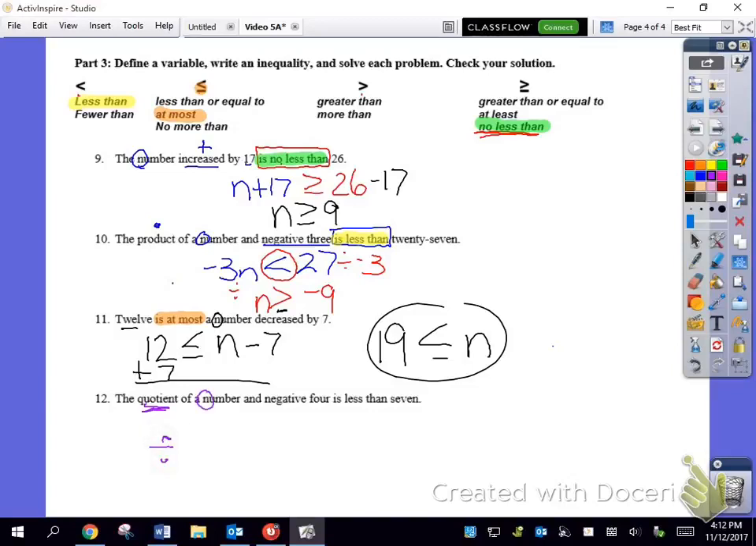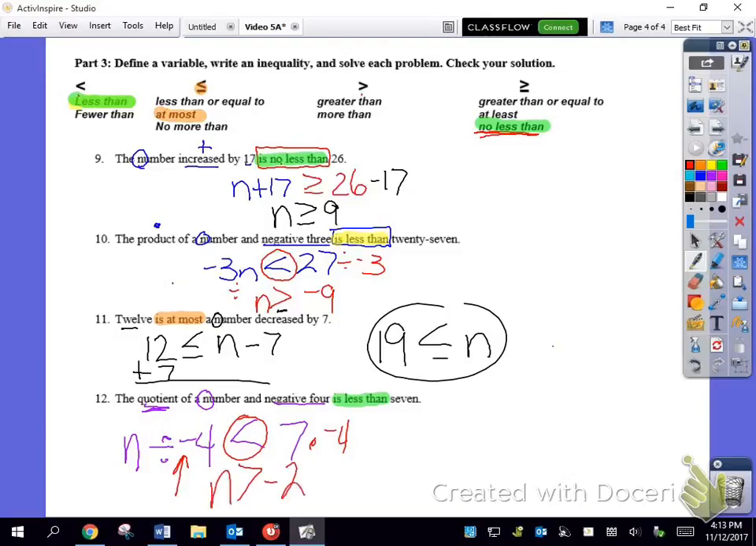And the very last one, the quotient, remember quotient is division. The quotient of a number, so that goes first, and -4. So a number divided by -4, and then you have this phrase, is less than. So is less than will not have an equal sign, 7. The opposite of dividing is to multiply. So I multiply by -4. Since you're multiplying by a negative, flip that symbol. So n is greater than -28.